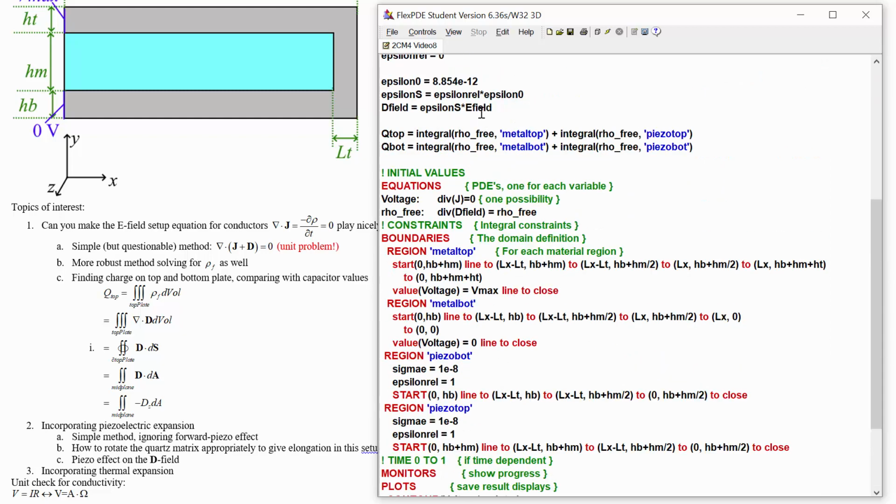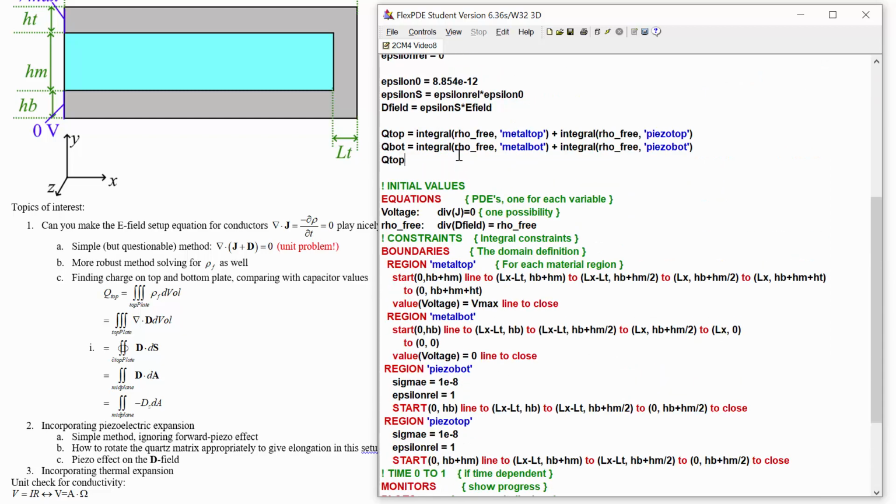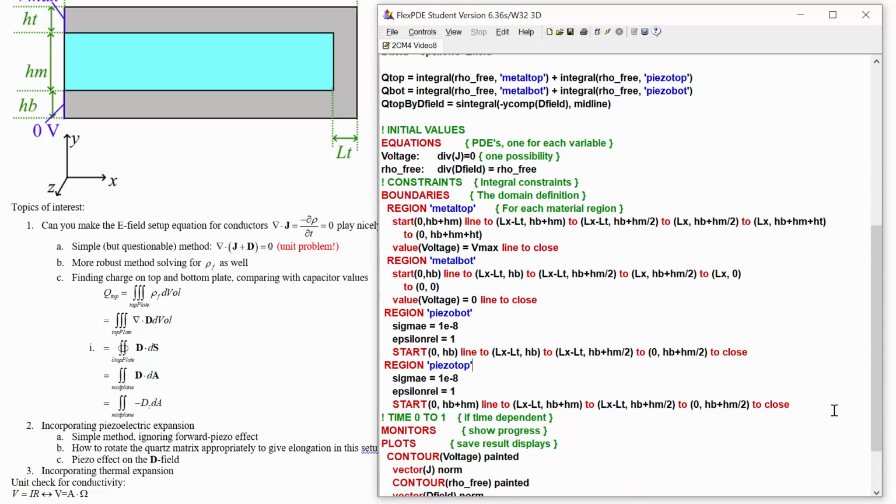What that means is we can do qtop check. qtop by D field is the surface integral of the y component of D field. That's the part going up, except we're actually going to need the negative of that over midline. And what we're going to do is make a feature called midline, which just goes across the middle of this.